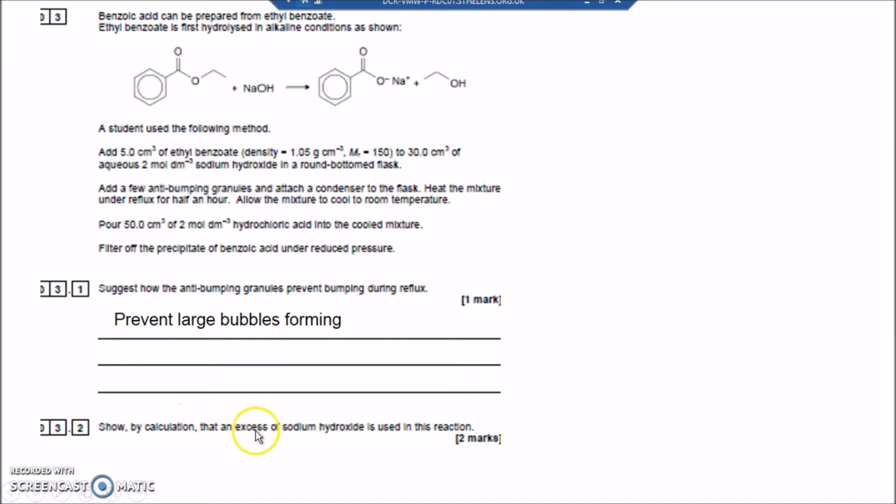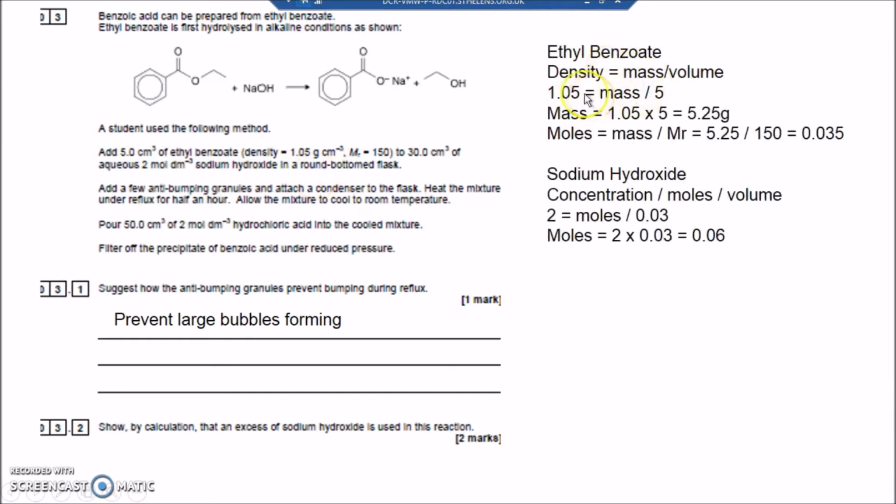Show by calculation that an excess of sodium hydroxide is used in this reaction. Right, we're going to have to do some calculations. We already mentioned that we've got a volume and we've got a density of ethyl benzoate. So density is mass divided by volume. Let's work out the mass. Density 1.05 equals the mass divided by 5. Mass is 1.05 times 5, 5.25. So I've got 5.25 grams of ethyl benzoate.